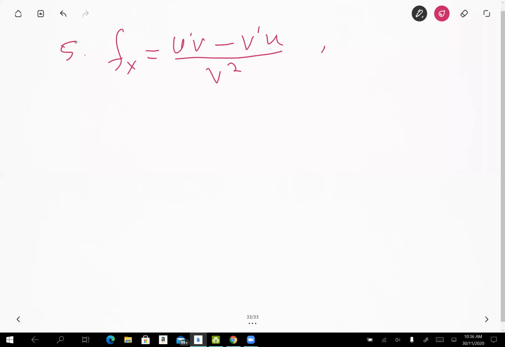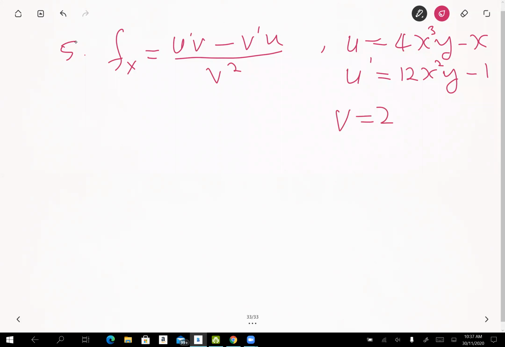So you know that U is equal to what? 4x cubed y minus x. So what is U prime? Take derivative with respect to x, so you get 12x squared y minus 1. Is that right? You know y is a constant, then you take derivative of x cubed, you get 3x squared. Now, V is 2x minus y. Then what is V prime? V prime is just 2.